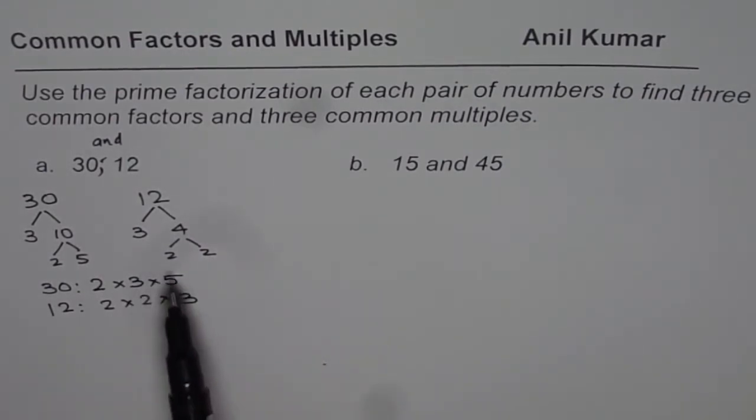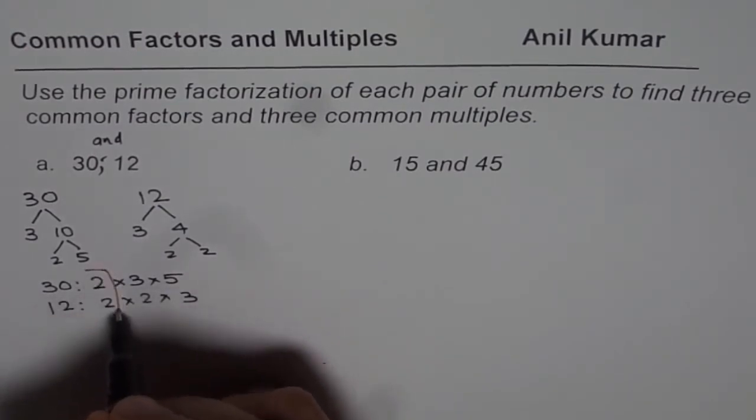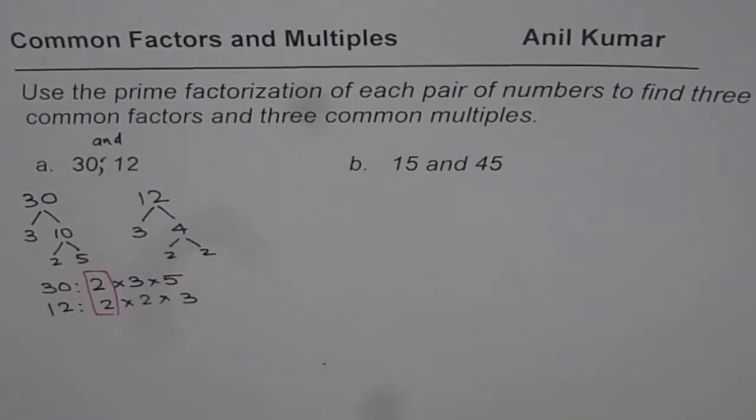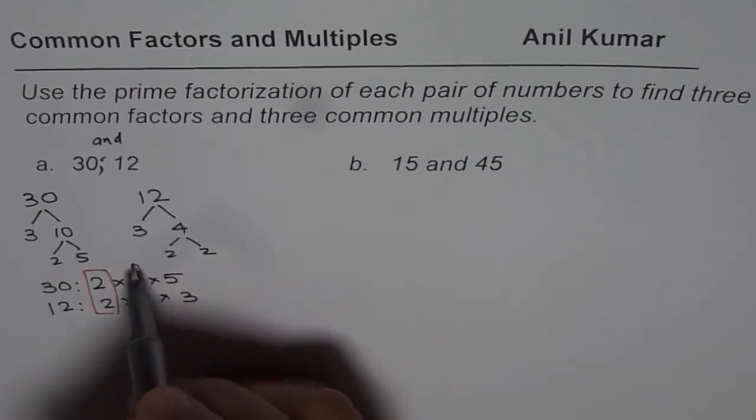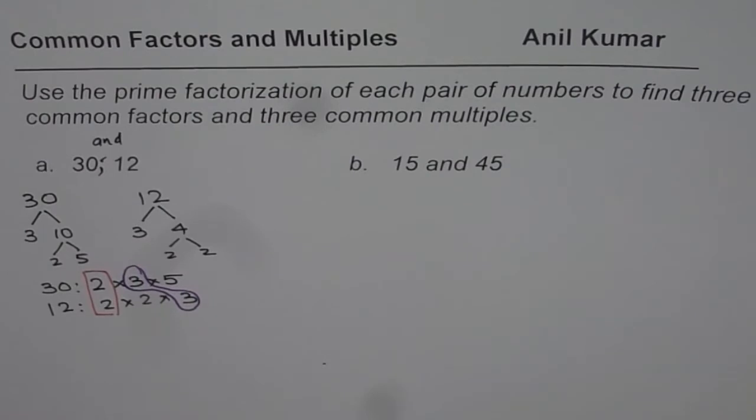Now how do we get common factors? Let us see, out of the factors which we have, what are common? So we know 2 and 2 is common. Okay, what else? Even 3 and 3 is common, right? So we have two common factors. How do we get three common factors? That is a big question, right?